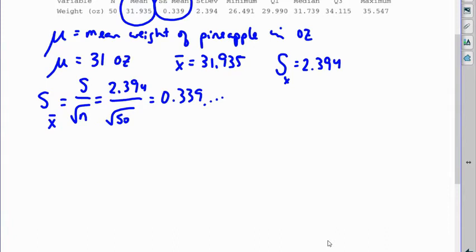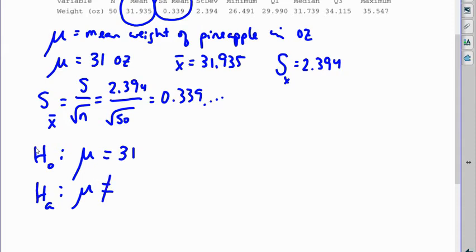Oh, well, let's write our hypotheses. Null hypothesis: our pineapples are the same as in the past, and our alternative hypothesis is that they are different. So different from the past. They didn't say that they wanted them to be bigger or smaller. They just wanted to know if they were different.